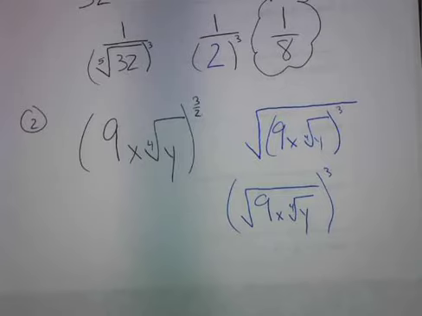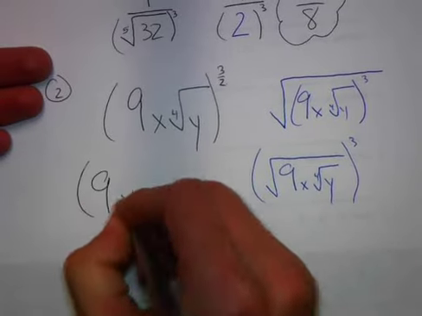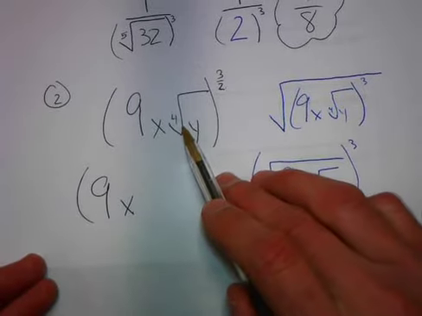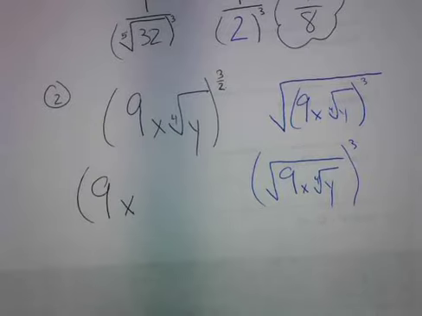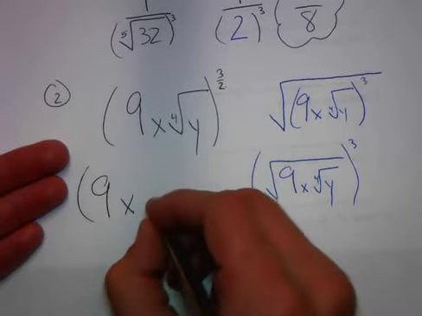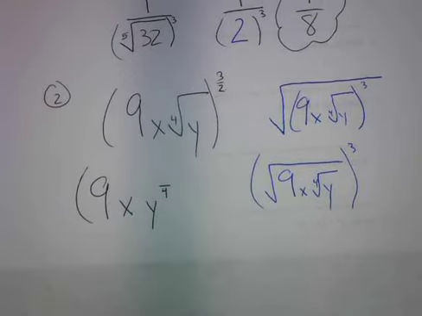And I'm going to do that first. That's the first thing I'm going to do. So I'm going to leave my 9, my x, the same, but I'm going to take care of this 4th root of y. I'm going to make that a rational exponent. That means I'm taking y, and I'm taking the 4th root of y, okay?